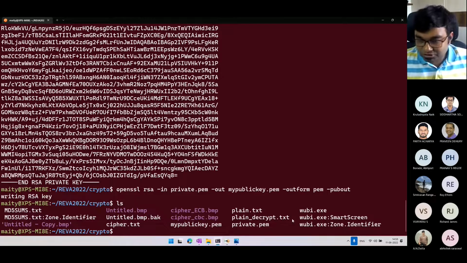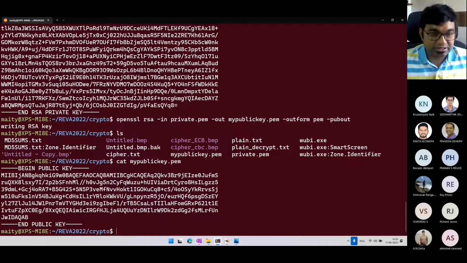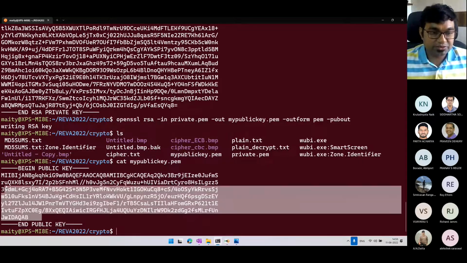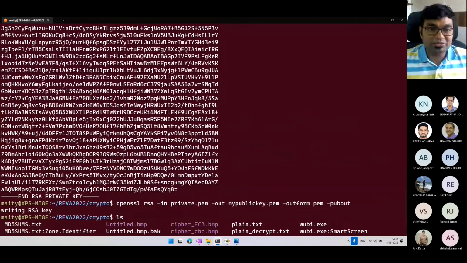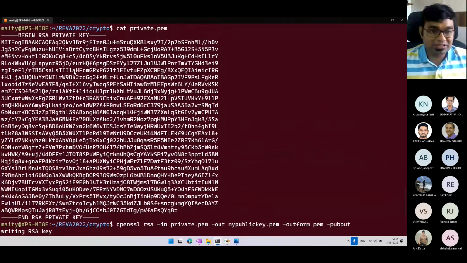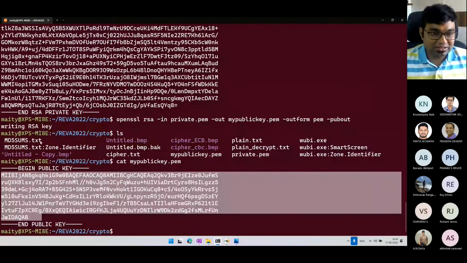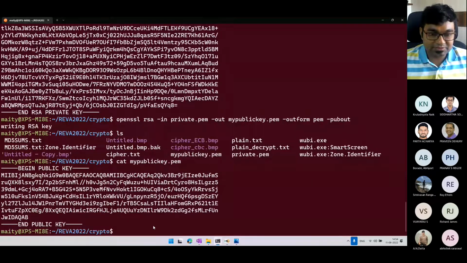Now you see we should have two PEM files. Yes, my private key, and this is my public key. Cat my public key. It also looks like it is base64 encoded. This is bigger. Why? Because it also contains the information about P, about Q, about E, the generator, all these things. Okay. So let us encrypt something with this.